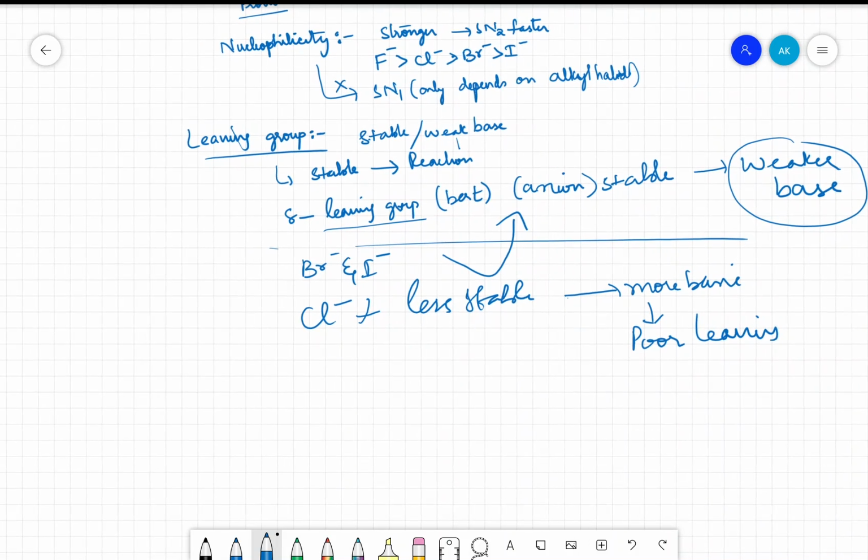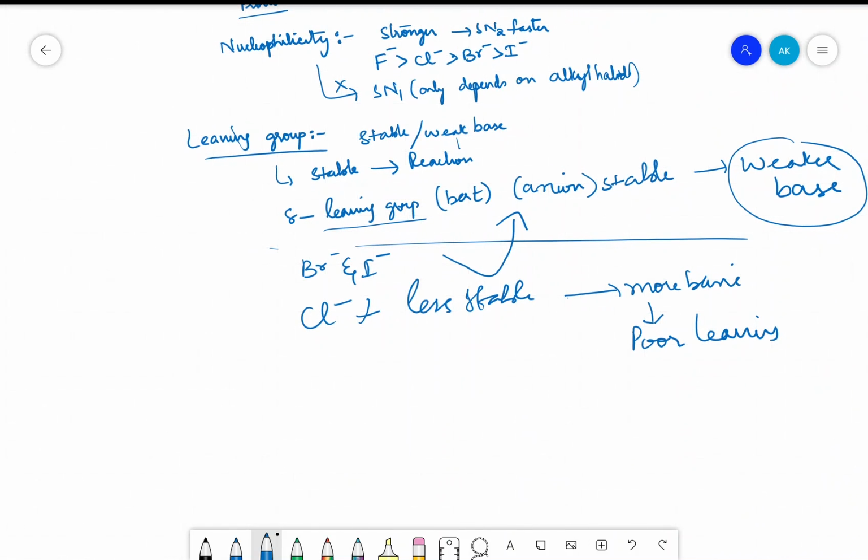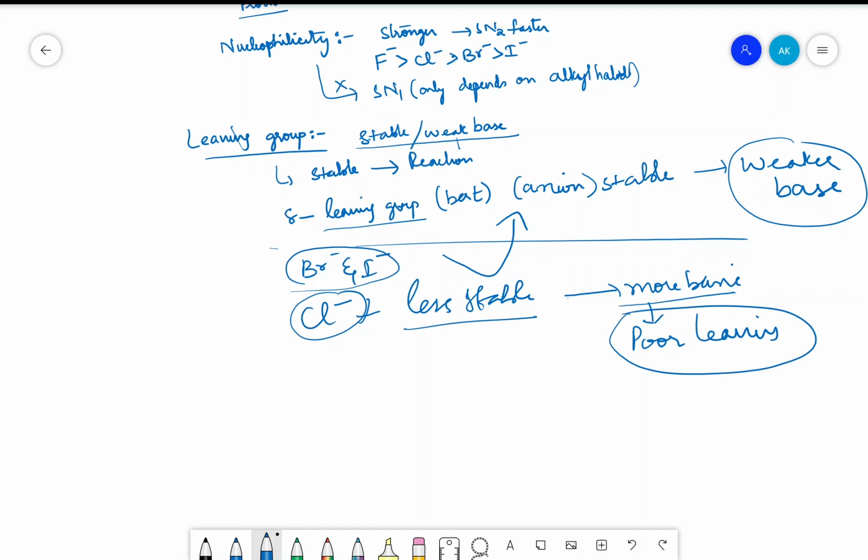So in the leaving group, as we said, we are going to focus on stable anion, weak base. The stable anions with weak bases are bromide and iodide, whereas chlorine is more basic and less stable. That is a poor leaving group. So the leaving group should be more stable and weakly basic.